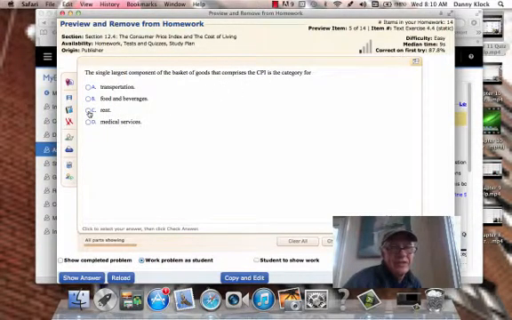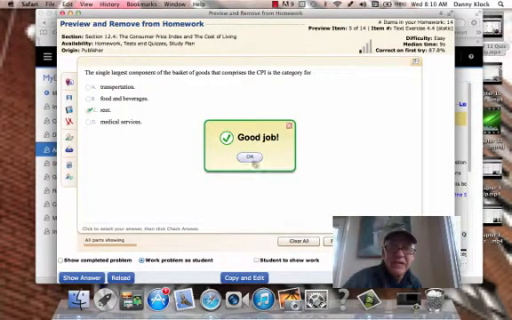But the largest part, and again, this is just for you, right? If you're living on your own, you spend the most money on rent than anything else. It's fairly common sense. Let me check my answer. Yeah, great.